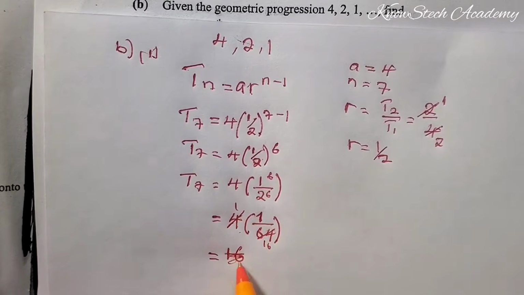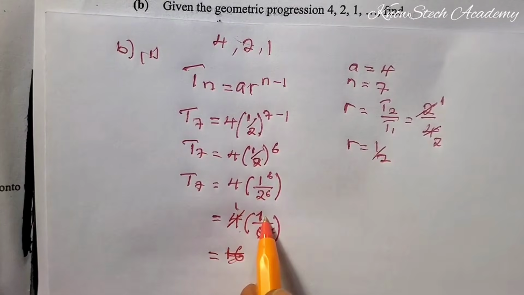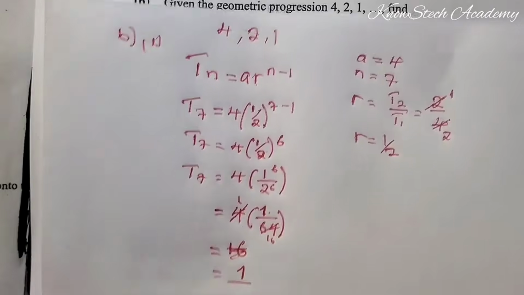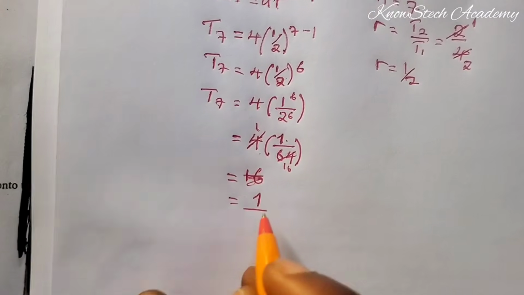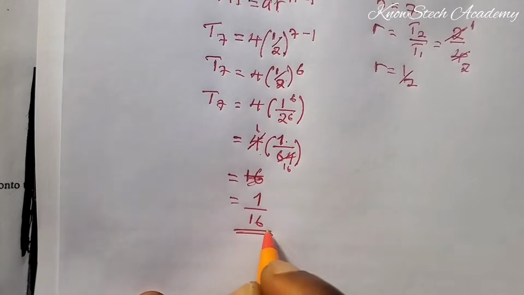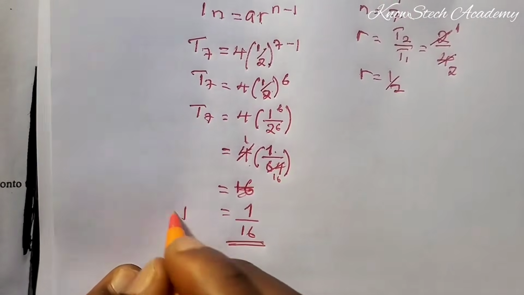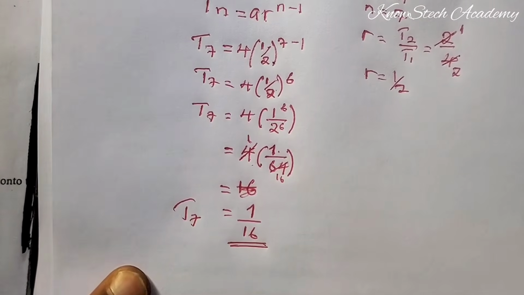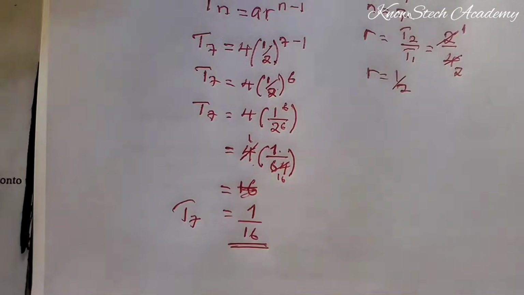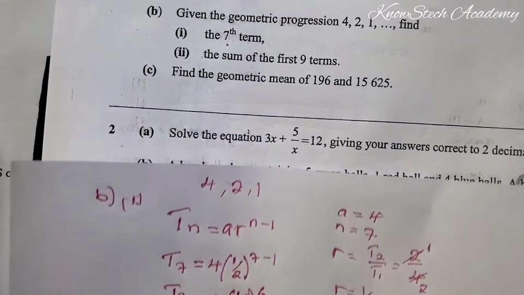So, not 16, sorry. 1 times 1 is 1, so we remain with 1 over 16, not just 16. It's 1 over 16, it's a fraction. Term number 7 is 1 over 16. So that's the answer. Now, let's go to the second question here.